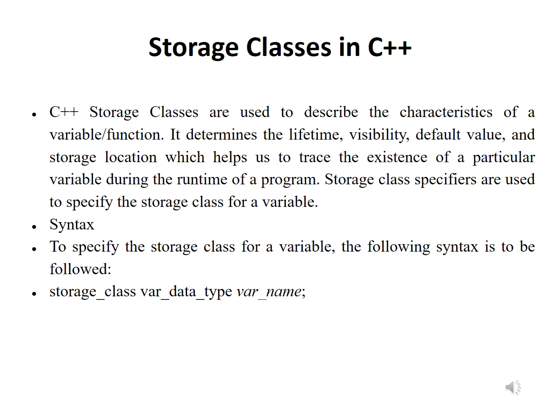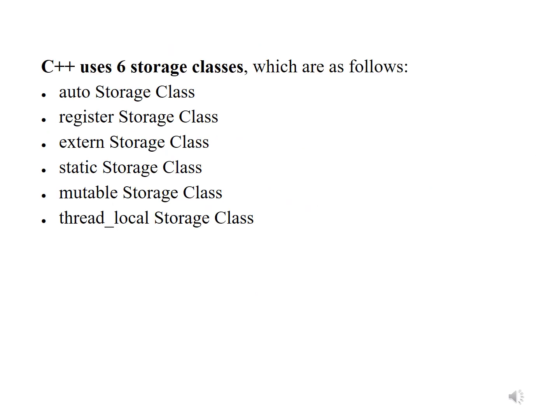To specify the storage class for a variable, the following syntax is to be followed: the storage class, then the variable data type, then the variable name. In C++, there are basically six storage classes. First is auto, second is register, third is extern, fourth is static, fifth is mutable, and sixth is thread local storage class.